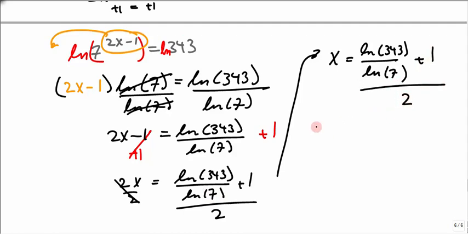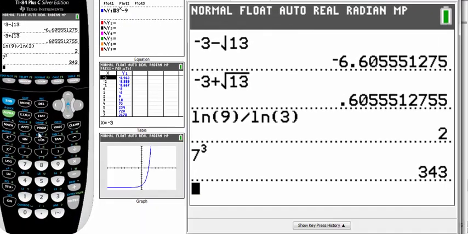This is interesting. Let's see what this turns out to be. We have to be really careful about where we put our parentheses on this problem, because without the parentheses in the right place, we'll get the wrong answer. So we had the ln of 343. I want to make sure we open up some parentheses here. Ln of 343 divided by the ln of 7.